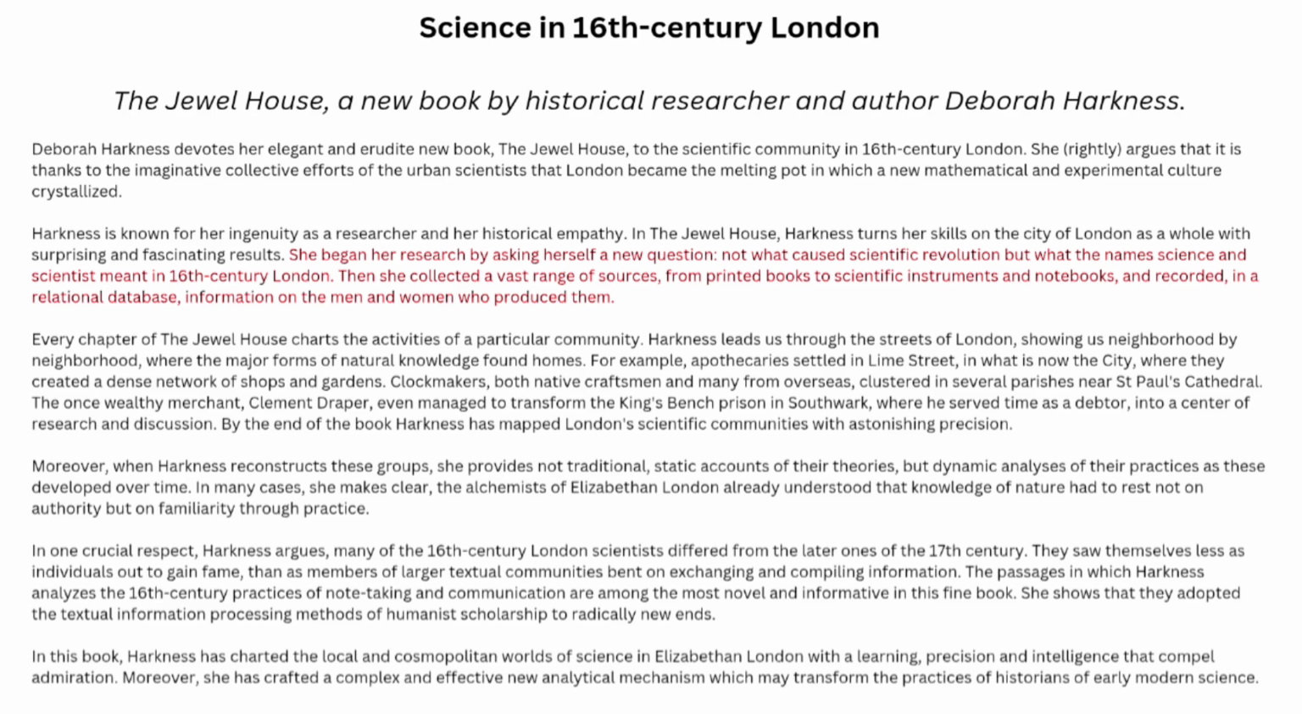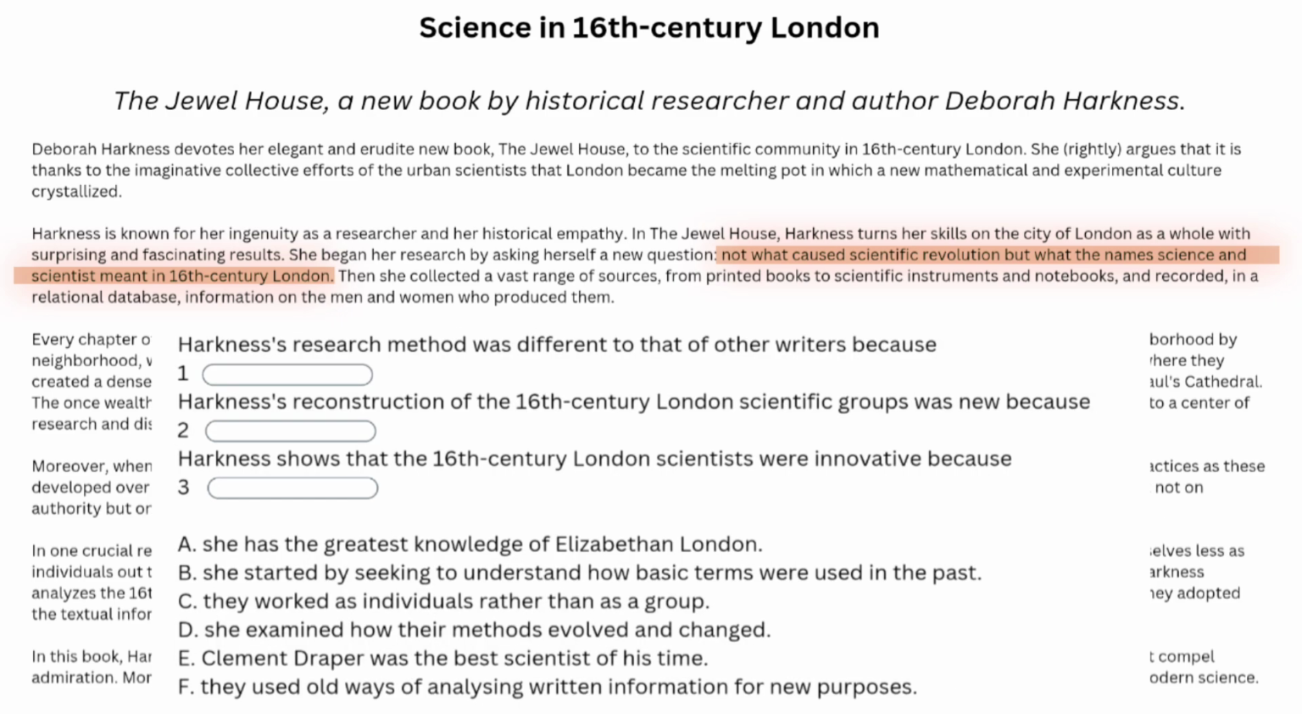This part lists the steps she took in starting her research. So, I think this is our key sentence. Now let's compare it to the answer options. A. She has the greatest knowledge of Elizabethan London. The text doesn't say this is what made her method different. B. She started by seeking to understand how basic terms were used in the past.